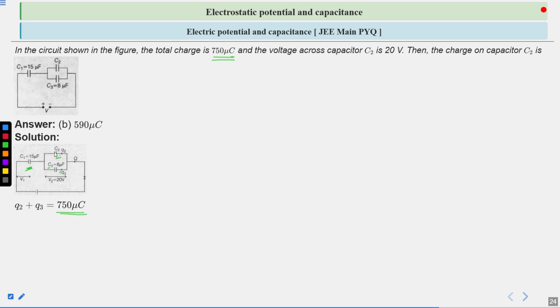Since C2 and C3 are connected in parallel, the charge will be divided, but for the combination it is a total of 750 microcoulomb. So the charge on C2 is Q2, and the charge on capacitor C3 is Q3.